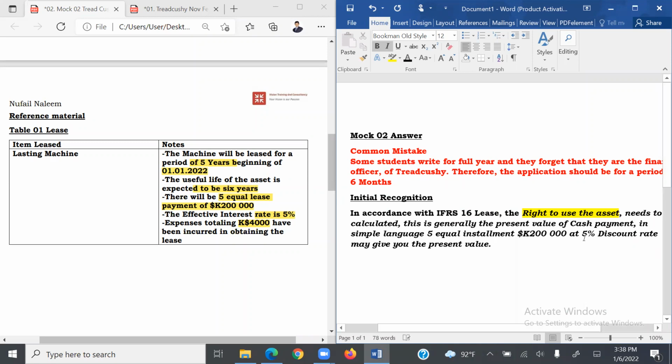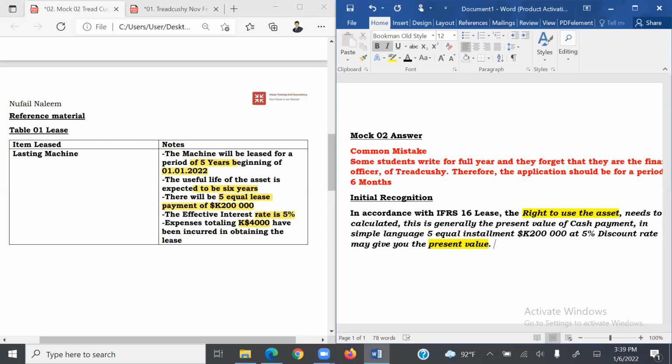Can I quickly get a Y in the chat box, students? You would have studied that in investment appraisal, project appraisal, BA2. So this should give you the present value. Thank you very much for your point of view and the answer. Excellent.